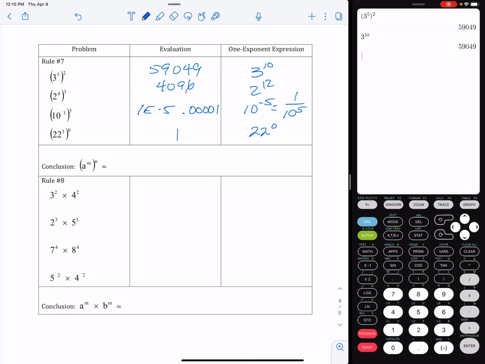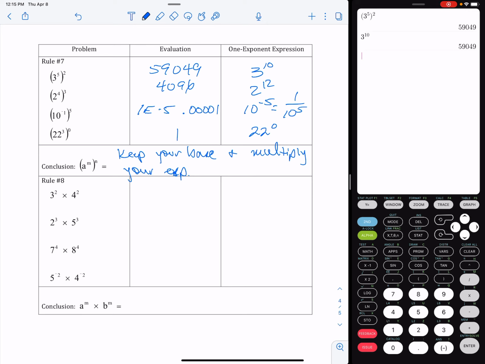So what are we going to say about a conclusion? If you have a base raised to an exponent raised to an exponent, you're going to keep your base and multiply your exponents.